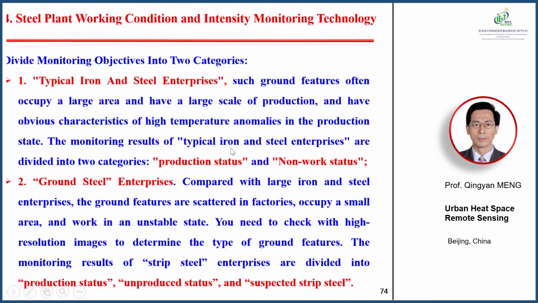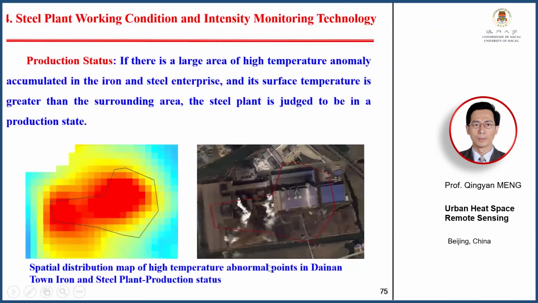And this is the production status or the non-working status, or the illegal factories or illegal industrial mills. It runs steadily. So we divide it into the production status, non-production status and suspected illegal factories. Okay, so we use it. This is the production status using the infrared remote sensing. Okay, this is the Daye iron and steel plant production status.